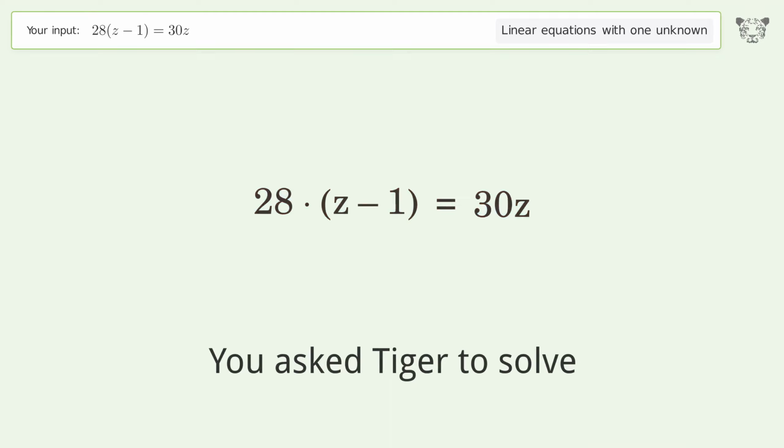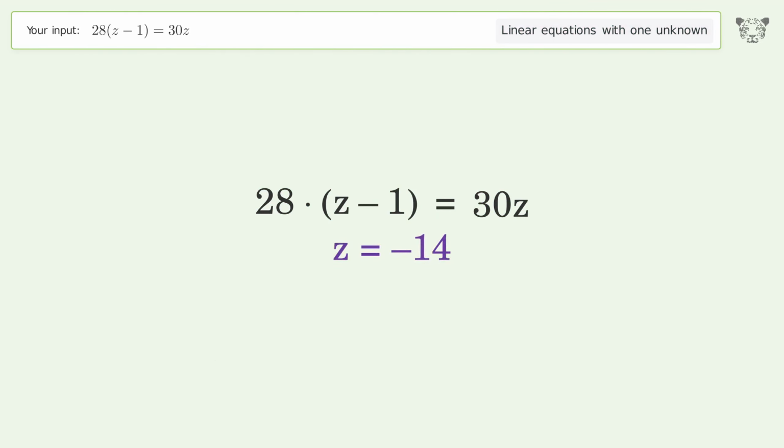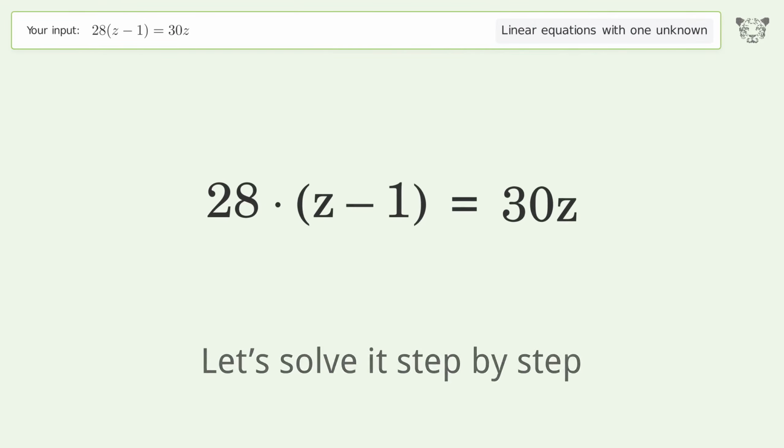You ask Tiger to solve. This deals with linear equations with one unknown. The final result is z equals -14. Let's solve it step by step.